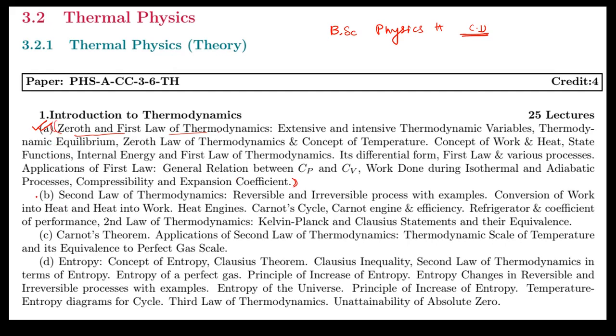In this lecture we want to discuss this portion, the second law of thermodynamics: reversible and irreversible processes with examples, conversion of work into heat and heat into work, then heat engine, Carnot cycle, Carnot engine efficiency, refrigerator and coefficient of performance, then the second law of thermodynamics, that is the Kelvin-Planck and Clausius statements and their equivalence. Up to this portion we want to cover in this lecture, right?